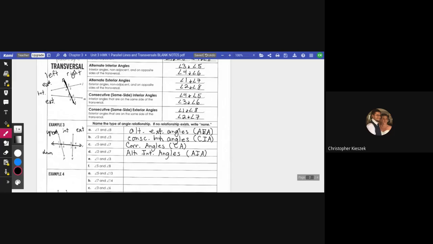All right, how about angle 1 and angle 3? One's exterior, one's interior on the same side of the transversal, so it is going to be corresponding angles. I'm going to start abbreviating here if I'm using the same thing. And last but not least, angle 5 and angle 8. Well, they're both exterior, they're both on the same side of the transversal, so this is going to be a consecutive exterior angle.